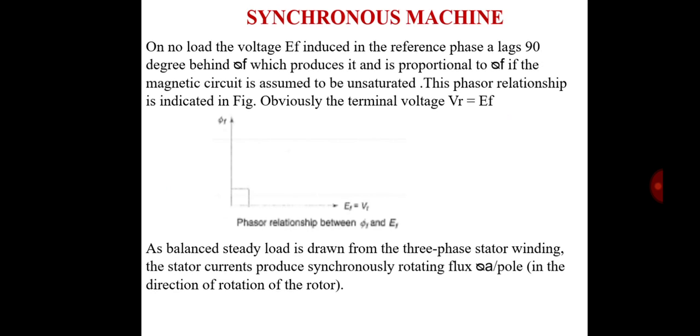Now as balanced steady state current is drawn from the three-phase stator winding, the stator current produces a synchronously rotating flux φA per pole. What is the speed of φA? Synchronous speed, in the direction of rotation of the rotor, and its flux direction is the direction of rotation of the rotor.